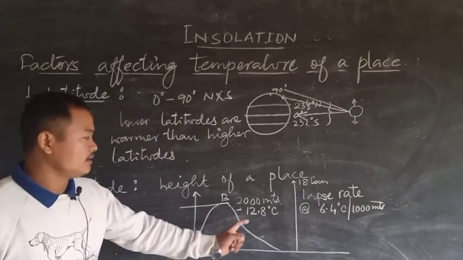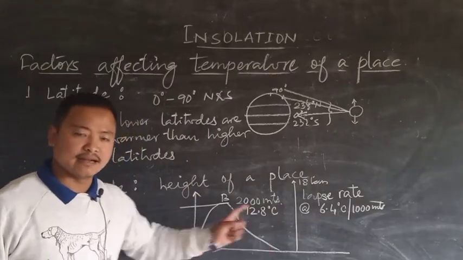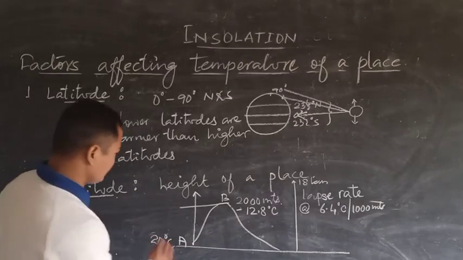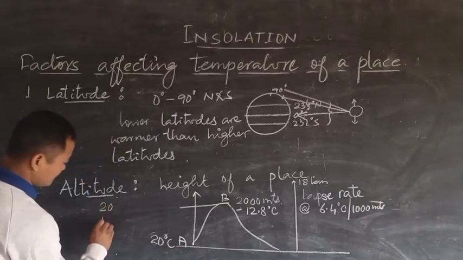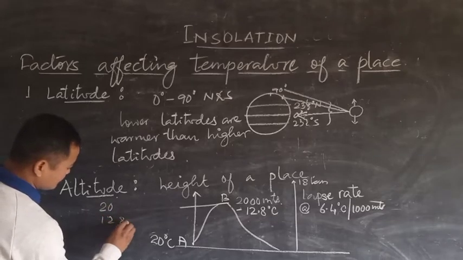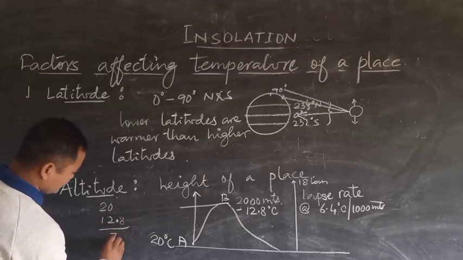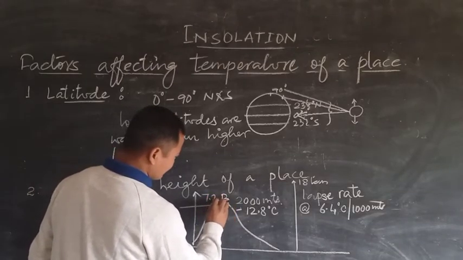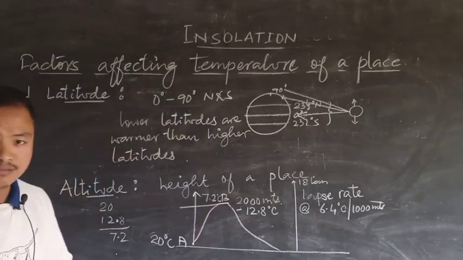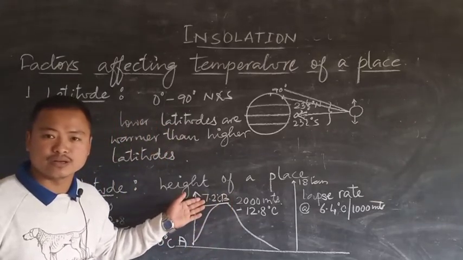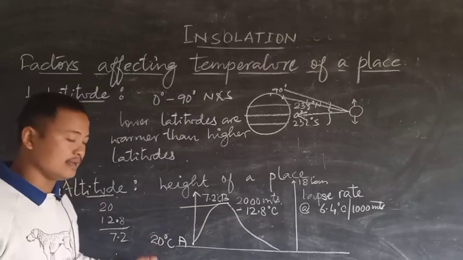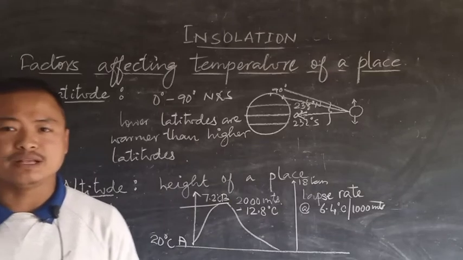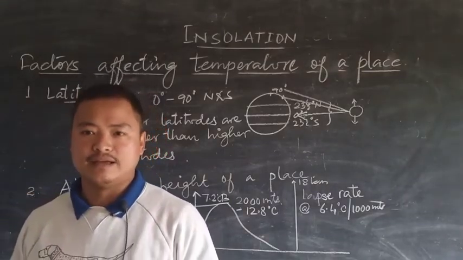That means 12.8 degrees centigrade less than 20 degrees. When we calculate this, 20 minus 12.8 is 7.2. So the temperature at point B will be 7.2 degrees centigrade. The temperature itself shows that it's quite cold: 7 degrees is very cold, while 20 degrees is a mild condition. So this is how the temperature varies from one place to another because of height.